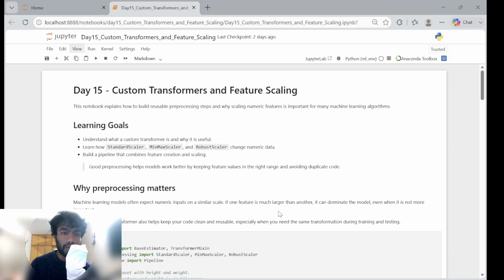Welcome back everyone to day 15 of custom transformers and feature scaling. In this session, we are going to look at feature scaling and creating a custom transformer.